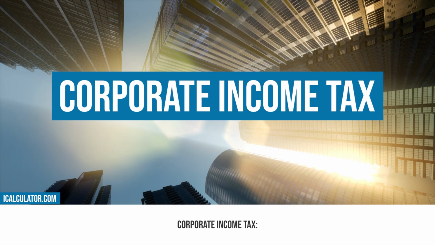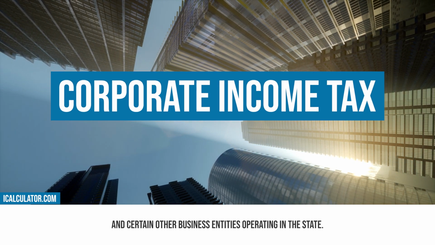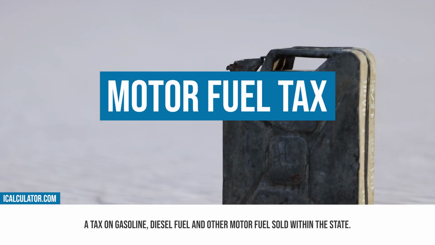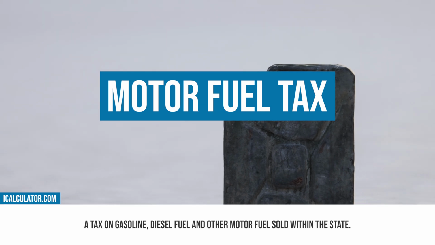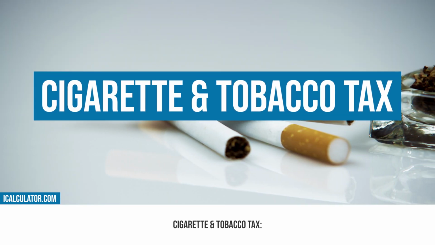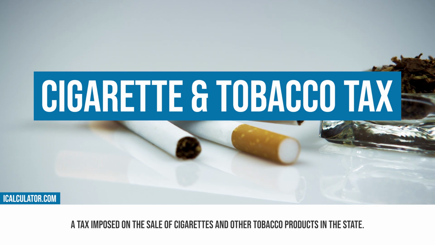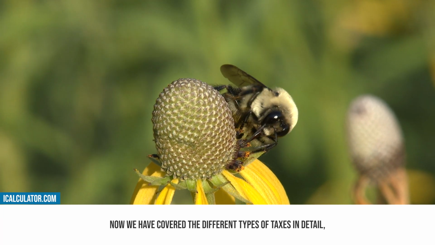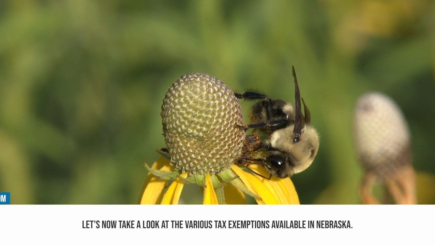Corporate income tax, a tax levied on the income of corporations and certain other business entities operating in the state. Motor fuel tax, a tax on gasoline, diesel fuel, and other motor fuels sold within the state. Cigarette and tobacco tax, a tax imposed on the sale of cigarettes and other tobacco products in the state. Now we have covered the different types of taxes in detail. Let's now take a look at the various tax exemptions available in Nebraska.